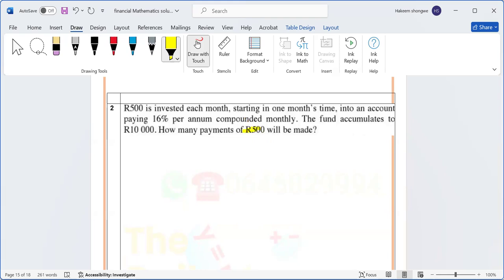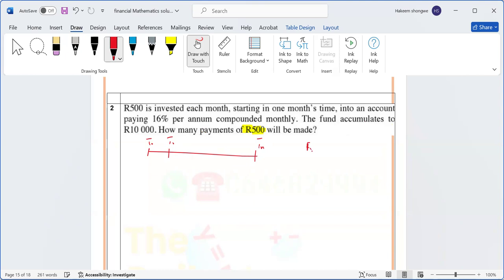Of 500. And then we have our timeline, which looks like this. At T0, we don't put anything. And then we start 1 month after opening the investment account. We do this up until TN. We don't know what N is going to be, so we are going up until TN. And then they say the fund accumulates 10,000.